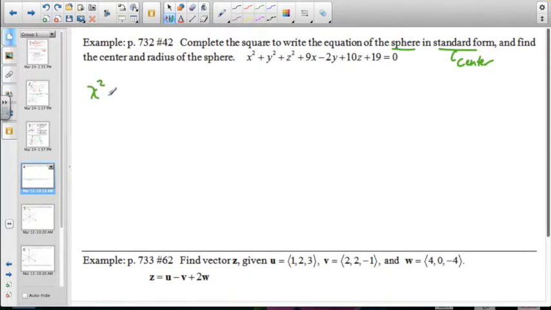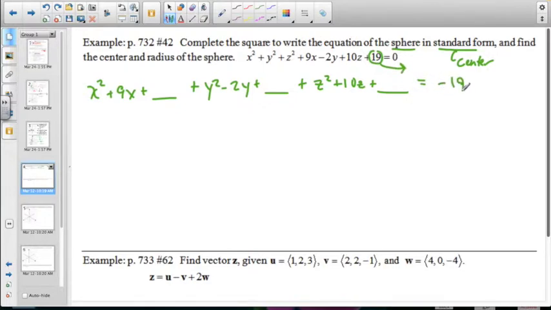So we have our x squared plus 9x, and then to complete the square we need a perfect square trinomial there. And then we have our y squared minus 2y, and likewise we need a perfect trinomial there, so it can be factored. And then we need our z squared plus 10z, and our perfect trinomial there. And this is the odd one that doesn't have a variable, so we're going to push that to the other side as a -19. And then we're going to go ahead and complete the square.